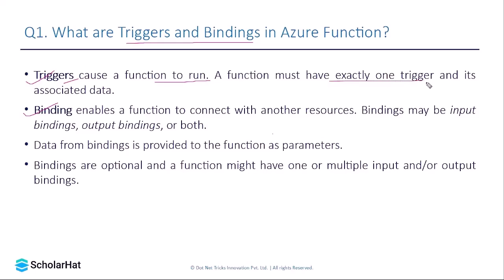An Azure function has exactly one trigger. Now this is very important from an interview perspective. They might ask how many triggers are associated with an Azure function. The answer is only one. A single trigger can be associated with a single Azure function. A binding enables a function to connect with other resources. So if you want to do a workflow, in that case, a binding is useful.